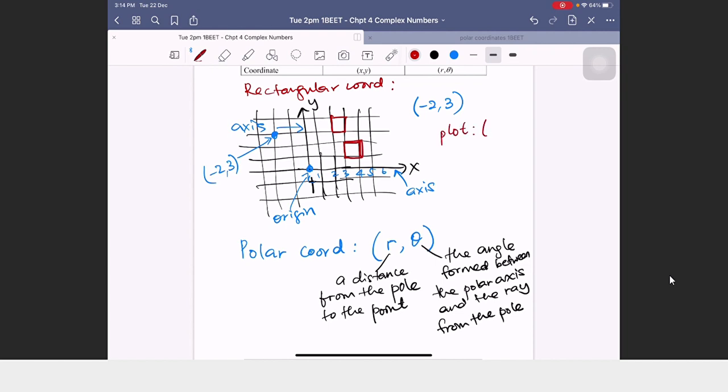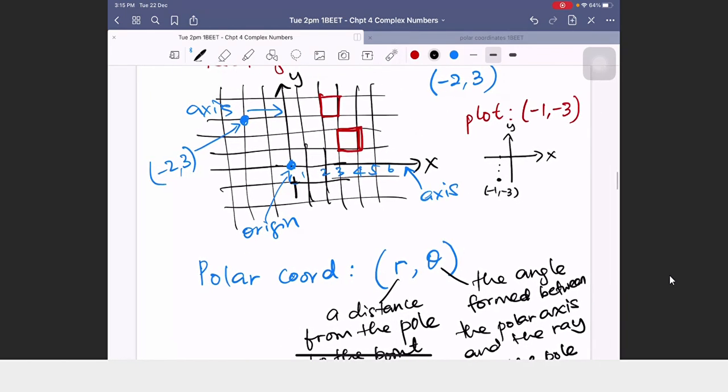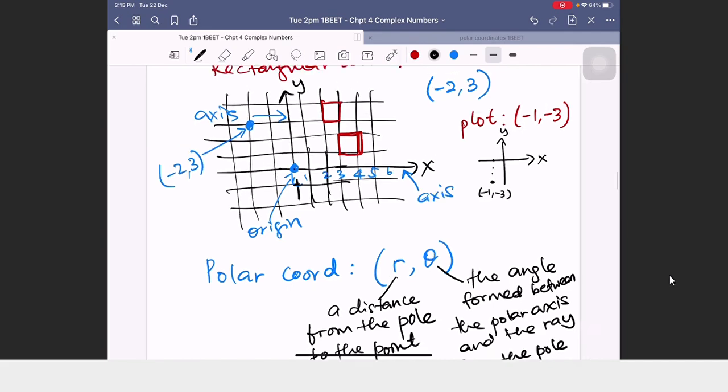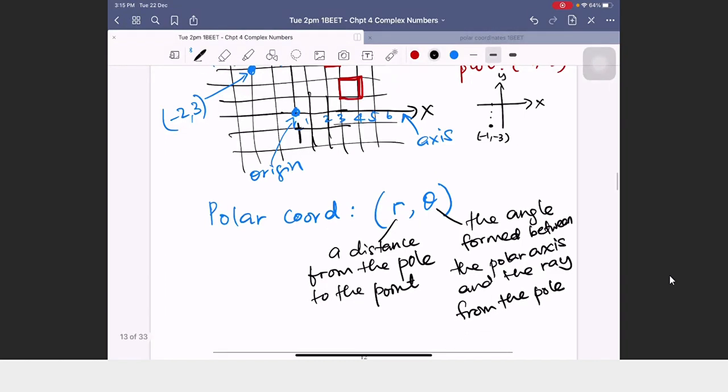-1, -3 on your XY coordinate axis, what you do is draw your axes X and Y on your paper, and then you know that -1, -3 means from the center you go 1 unit to the left and then you go down 3. So you just roughly sketch this as your -1, -3. It's just a rough sketch only. Similarly, if you want to plot a polar coordinate, how do you plot it?